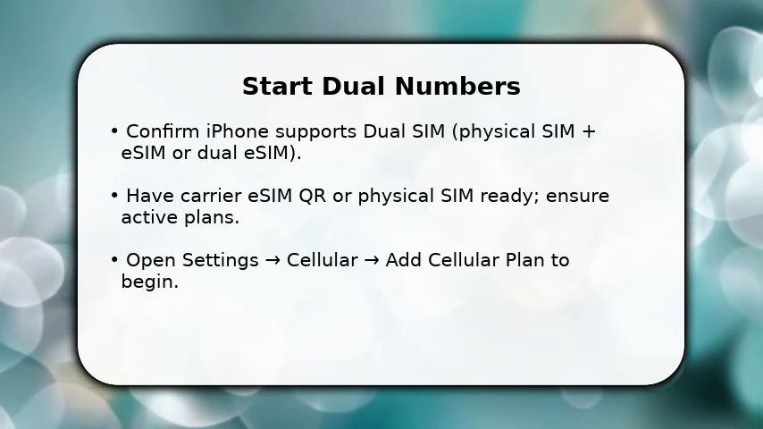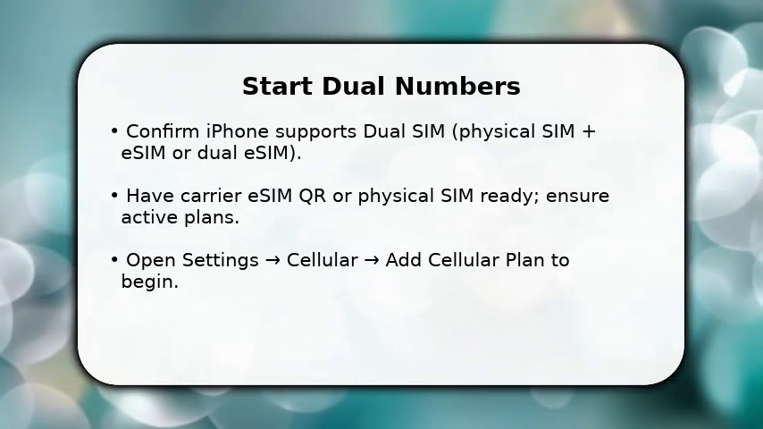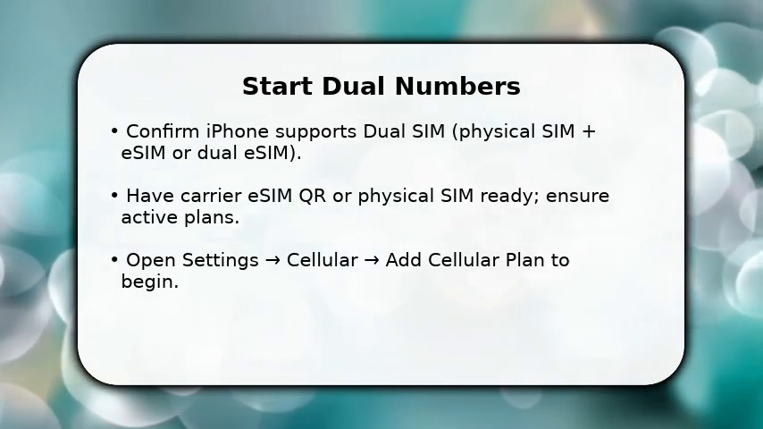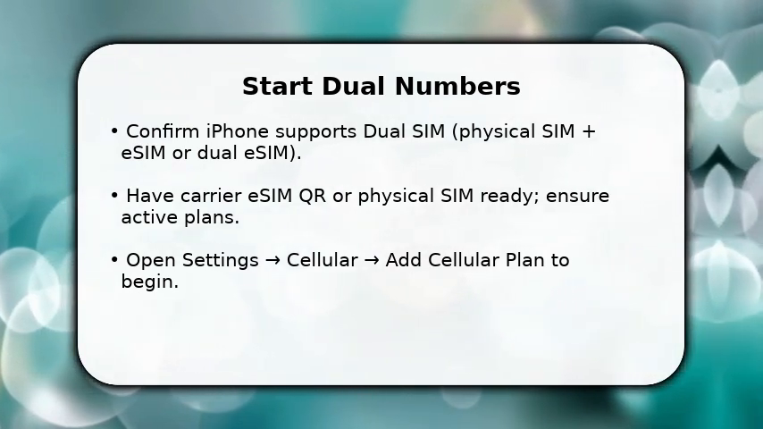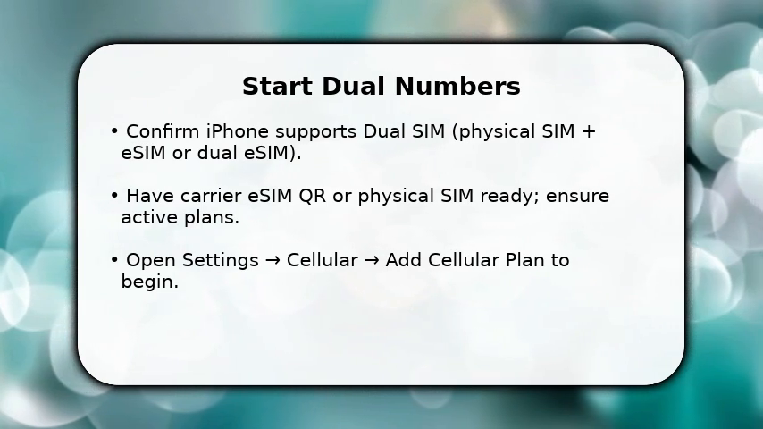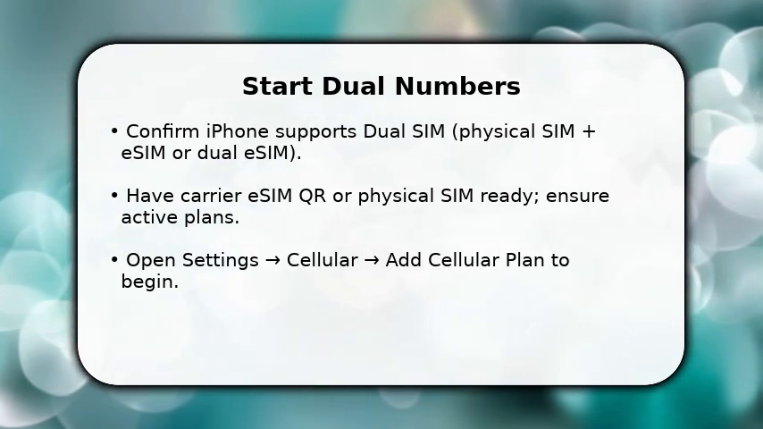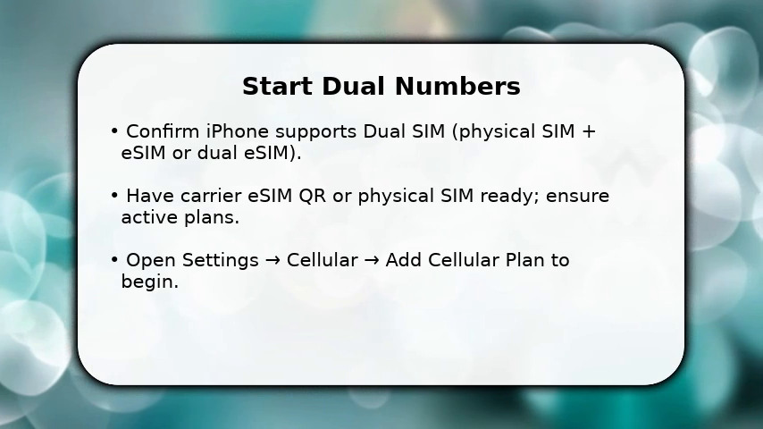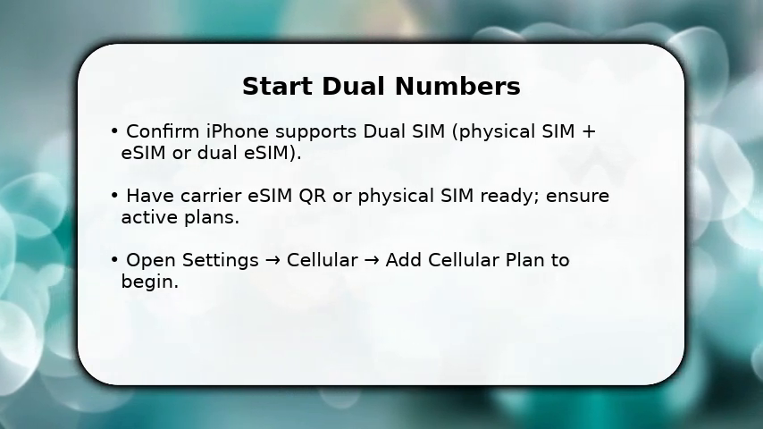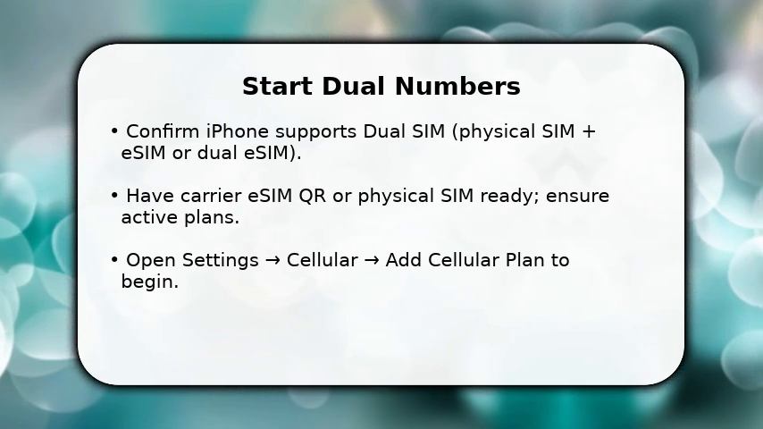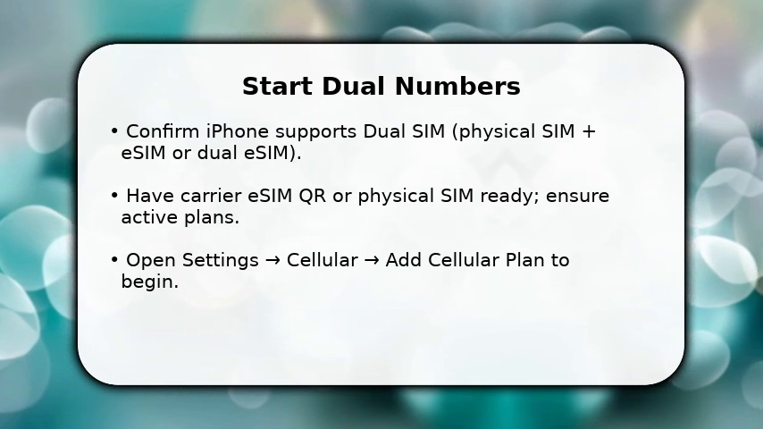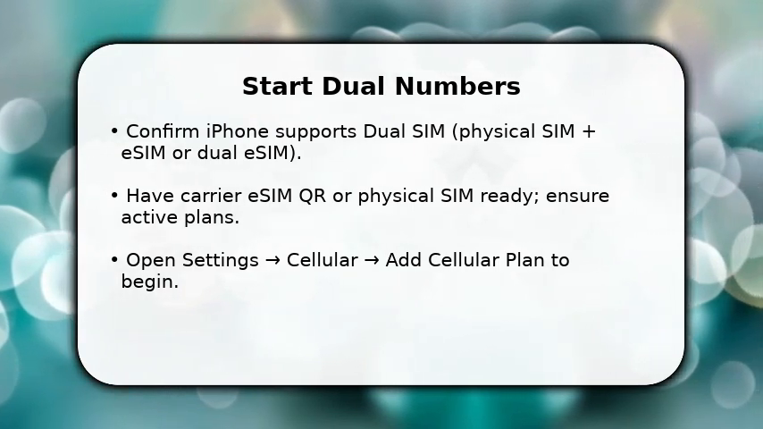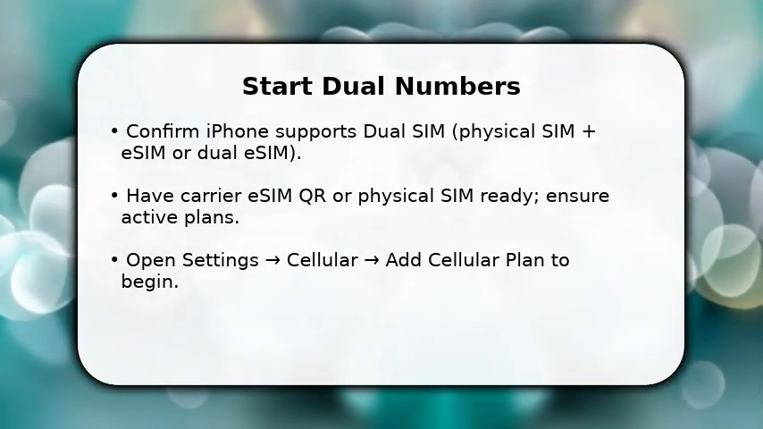You begin by adding the second line. This gets the process rolling now. Open Settings, tap Cellular, then add Cellular Plan and scan your carrier eSIM QR or follow Setup for a physical SIM. Once done, label each line so you can tell them apart. This matters when choosing which number you use. Make sure both plans show as active. If one appears pending, complete carrier activation before continuing to avoid missed calls or messages later.